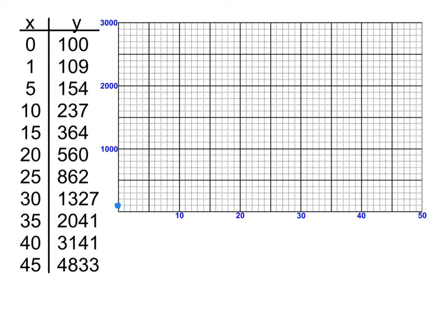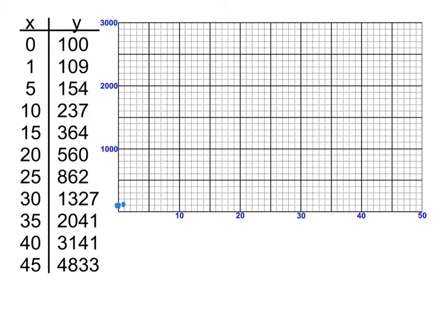The next point would be at 1 and 109. That's going to be hard to be too accurate with. It's just over 100, so I'm going to go ahead and plot it, maybe just up from 100. Because remember that it's between 100 and 200, because that's what those two lines are at.